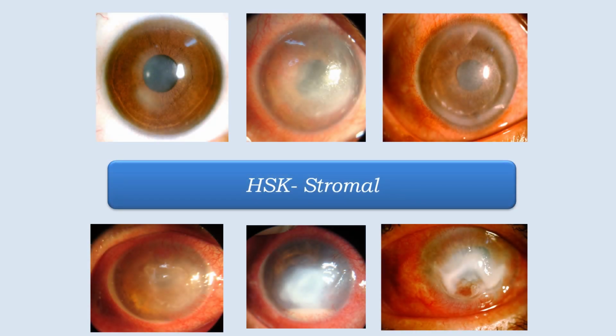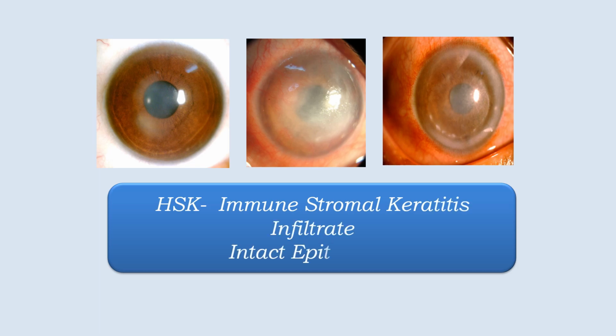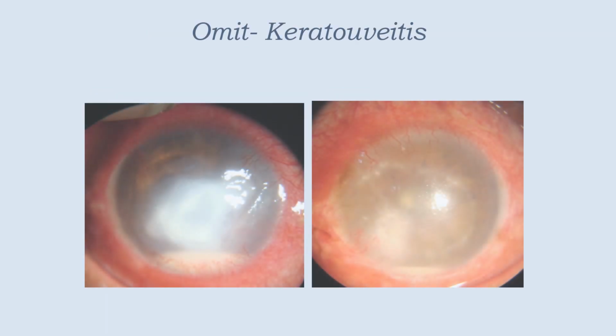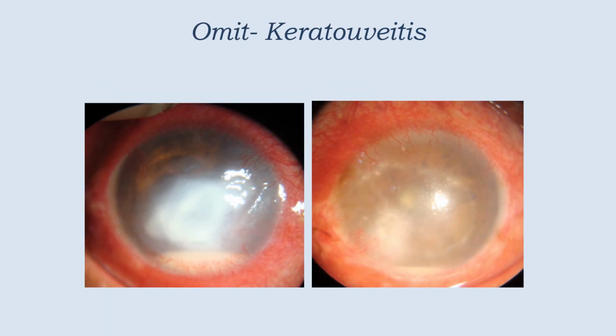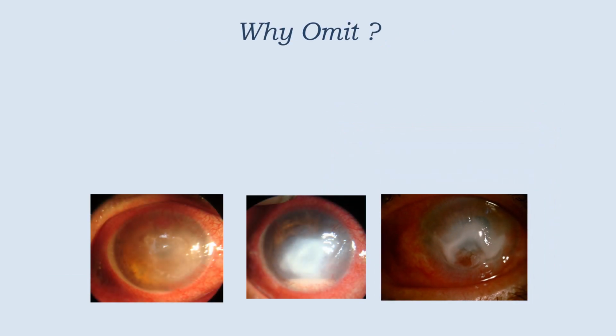Stromal keratitis has myriad presentations. In the simplified version, we will stick to only those immune stromal infiltrates which have overlying intact epithelium. We will omit those which have concomitant epithelial defect or those which have strong component of uveitis producing hypopyon. We will also omit necrotizing keratitis. This entity resembles infective keratitis and has tendency for early perforation. We are omitting these as they require more expertise in diagnosis and treatment.